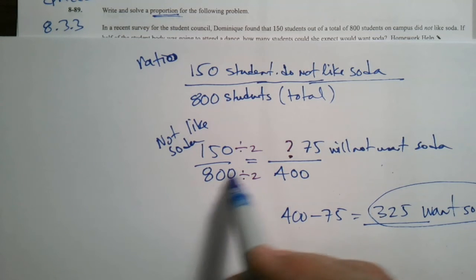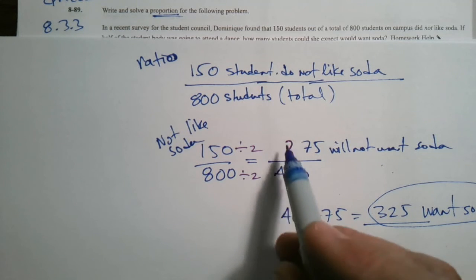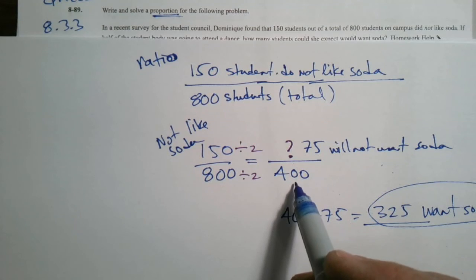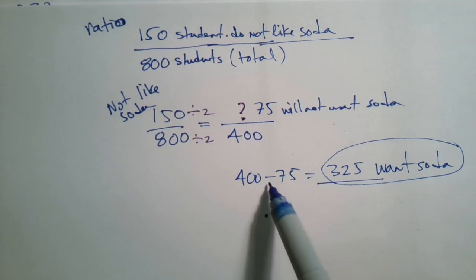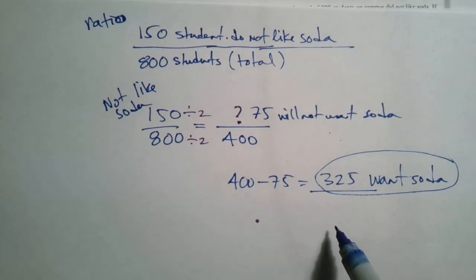So I used a proportion. This is my proportion to solve for how many will not want soda that's going to go to the dance. And then I just found the other part of the students that would want soda.